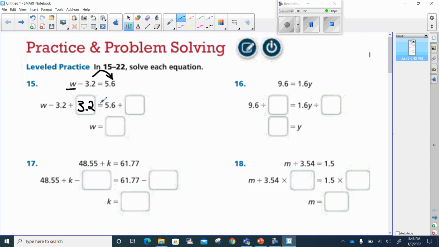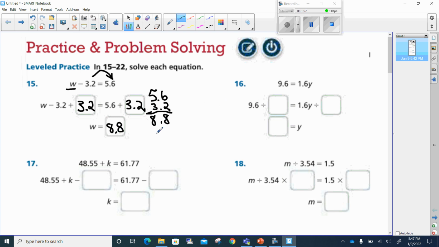And whatever I add to one side of an equation, I add to the other side of the equation because I've got to be fair. And now I have 5.6 plus 3.2. I add those together, 5.6 and 3.2. I've got to line up my decimals. 6 plus 2 is 8. 5 plus 3 is 8. So my answer must be W equals 8.8.